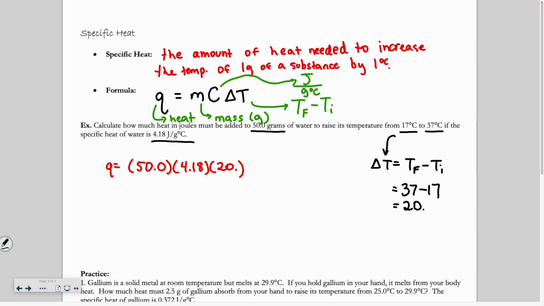Okay, so I'm going to take my calculator and just do that math out. The only new thing here is that you're also changing temperature, and so I'll have to take that into account when you're doing your calculation. So I get 4,180. Okay, 20 degrees Celsius has 2 sig figs, so I'm going to round this to 2 sig figs. And my units are joules. So that is the amount of heat needed to raise the temperature by 20 degrees Celsius.